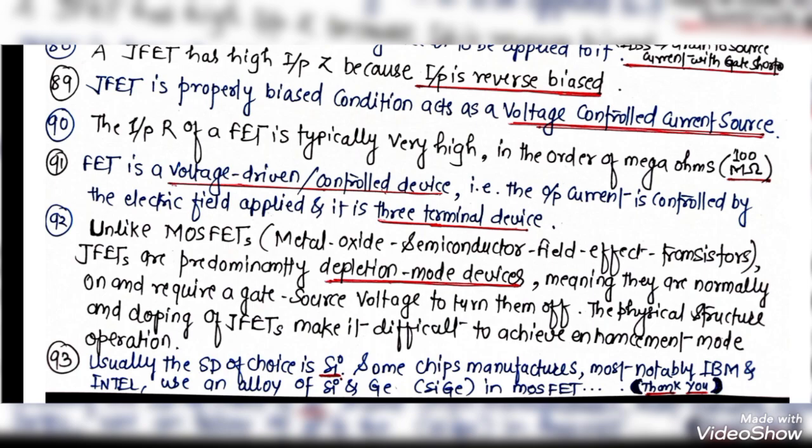Usually, the semiconductor of choice is silicon. Some chip manufacturers, most notably IBM and Intel, use an alloy of silicon and germanium, SiGe, in MOSFET.